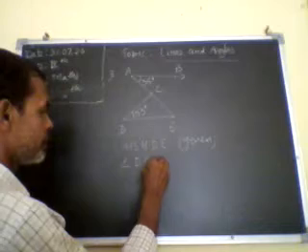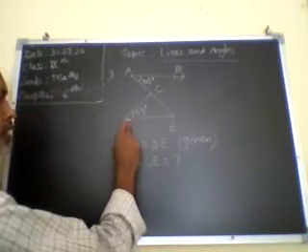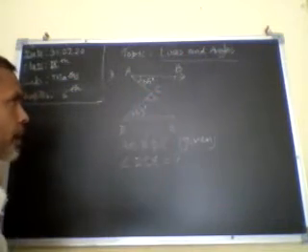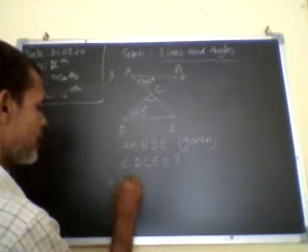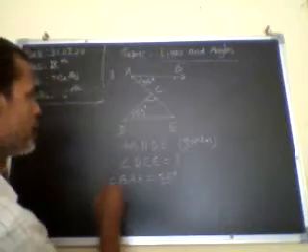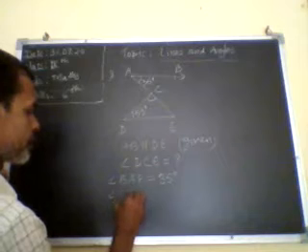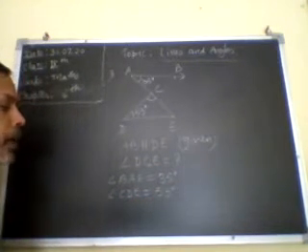Angle DCE is the unknown angle. We have to find DCE, meaning this angle. This is not given. But angle BAE is given. BAE equals 35 degree and CDE, this is 53 degree.